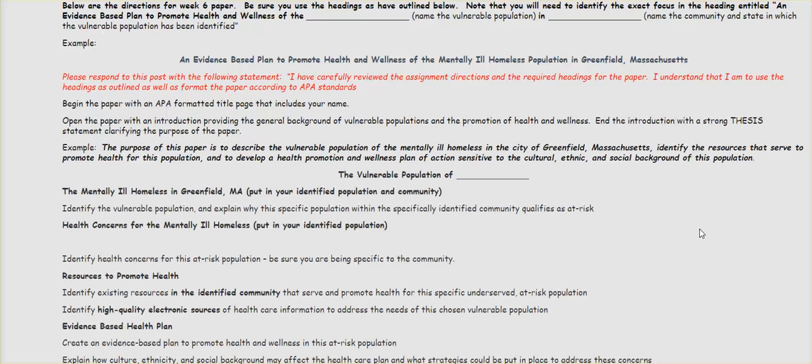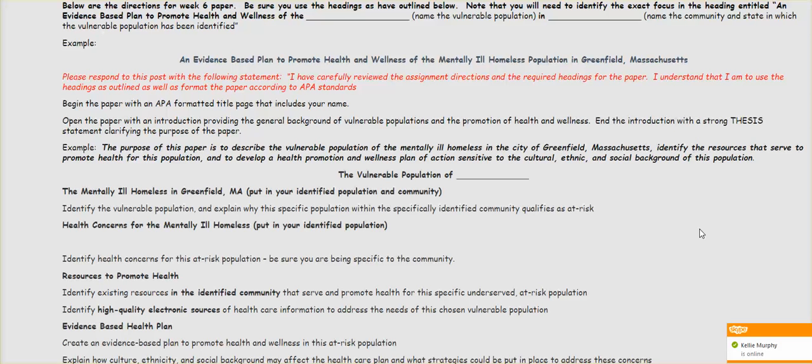Is this a group of people who do not have easy access to care, who are impacted by societal influences that don't provide them the resources that they might need? For example, the mentally ill homeless.